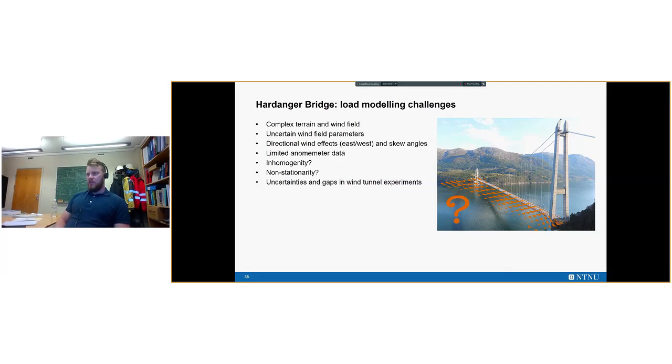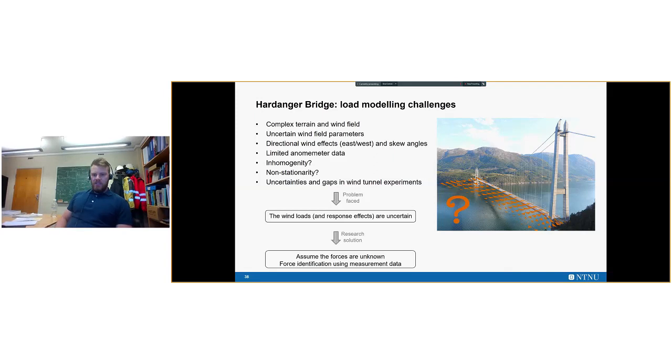And in addition to this, we might have some inhomogeneity or non-stationarity of the wind field that is very difficult to describe in traditional approaches. And also the uncertainties of the wind tunnel experiments. It leads to the fact that the wind loads are uncertain on this bridge, and therefore also the response effects. So our research solution to this is, of course, to assume that the forces on this bridge are unknown and identify them using the measurement data we have.